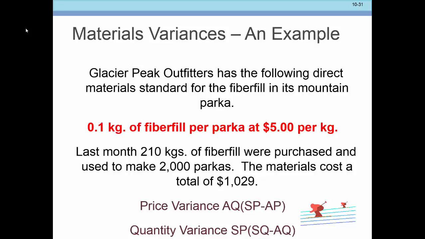Kilograms? Yeah. Okay. Good. They used 210 kilograms to make what? To make 2,000 parkas. Well, we're focusing on materials here, right? Not the units. So good. So can I go ahead and start the price over here? Do I have the first factor for price? Yeah. First factor for price is what? 210 kilograms? Yeah. Okay, good. Now, I want to take standard price minus actual price.